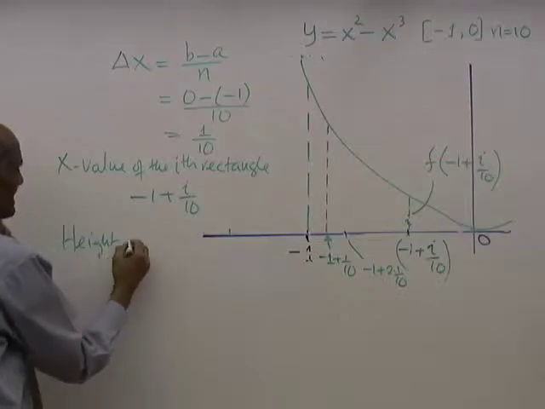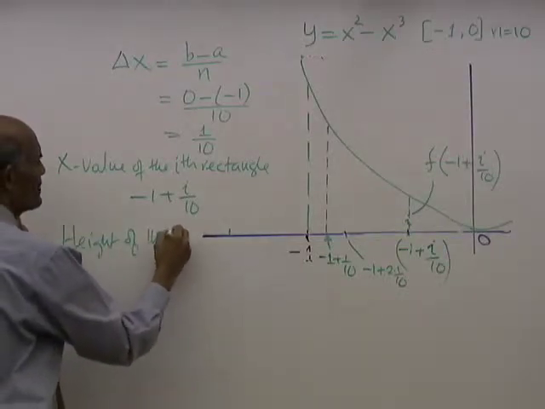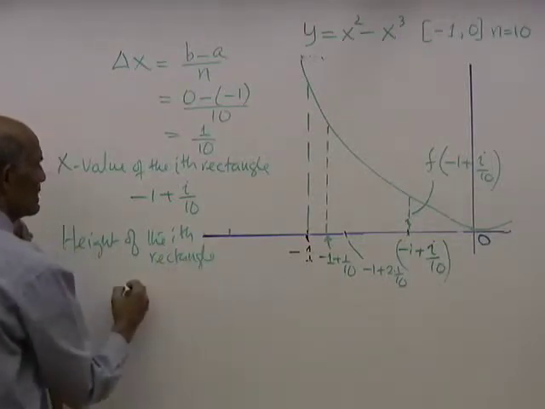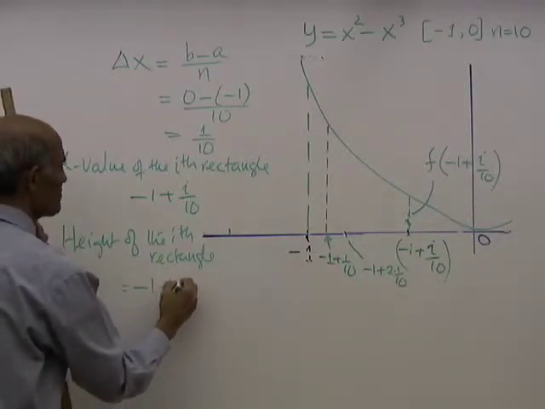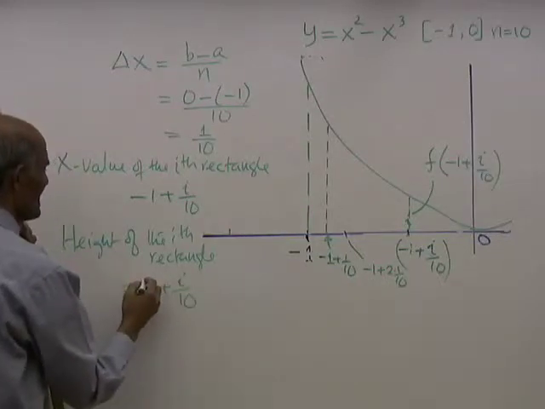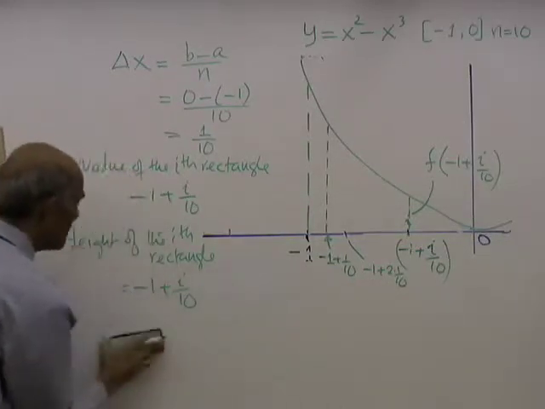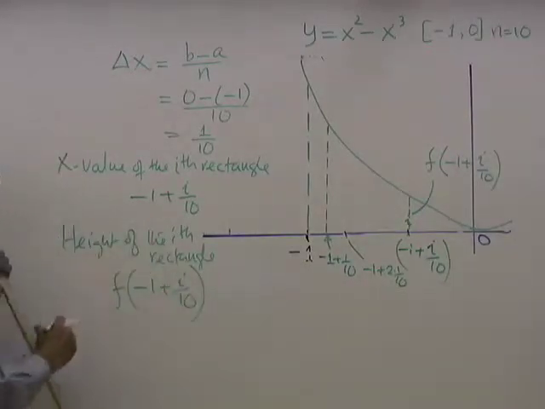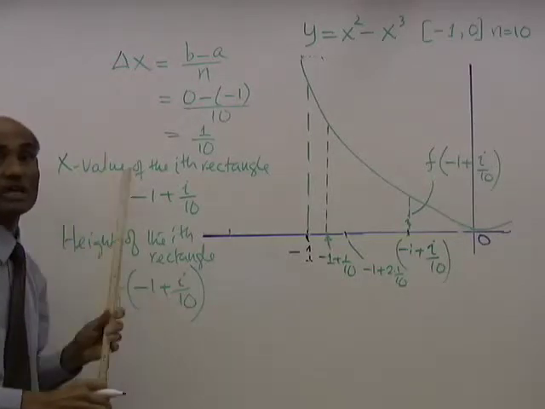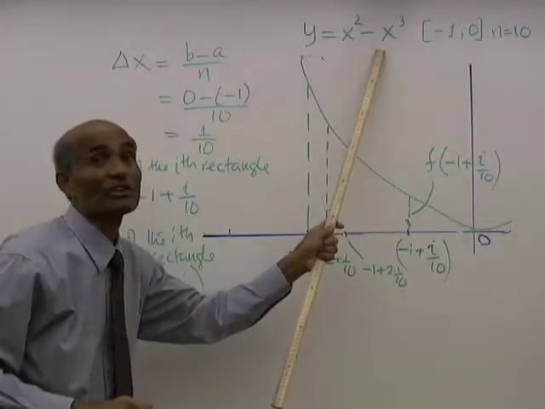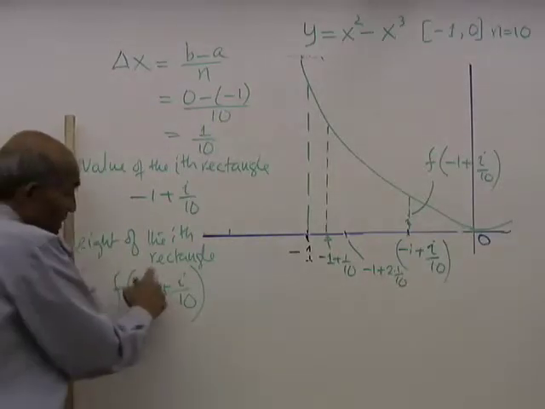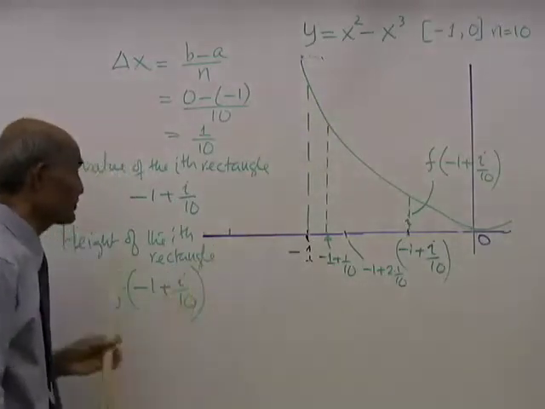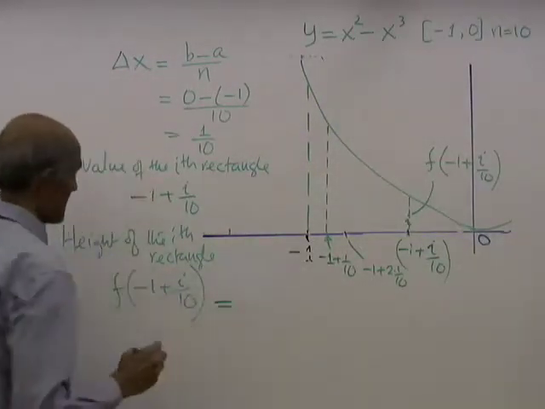All right? The height of the ith rectangle will be f of -1 plus i over 10. Well, f of that, isn't it? This is the x value. The height will be f of -1 plus i over 10. Now remember, our function is this. And that means f of this quantity means you will replace x by this. And so what will that be equal to?